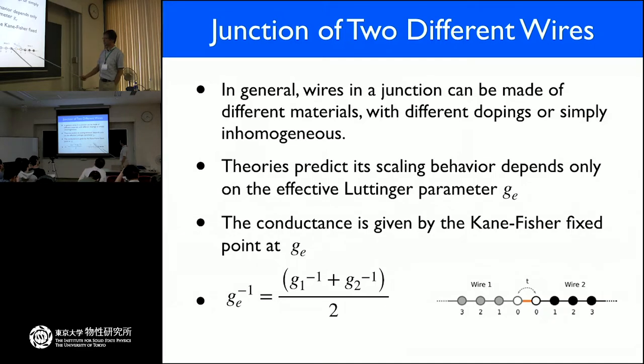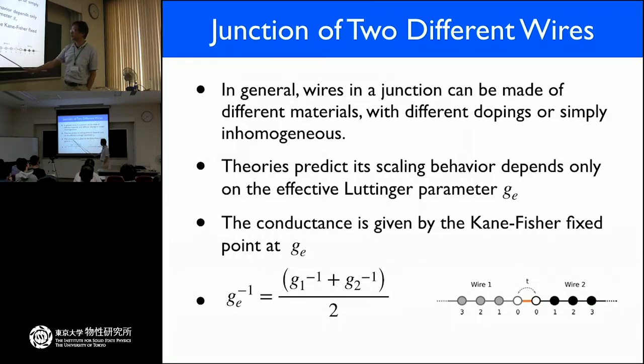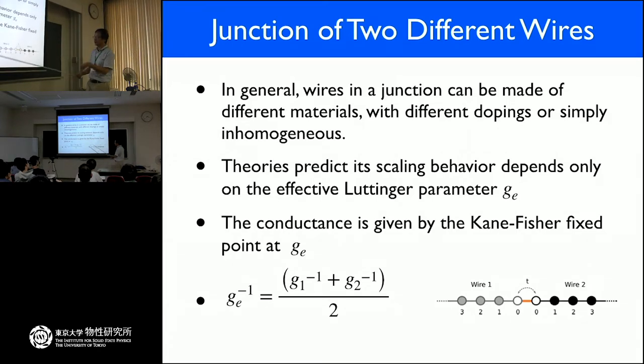And so the next thing we try is that we have two different wires and there's a weak link. There's a theoretical prediction saying that the conductance fixed point is governed by this effective Luttinger parameter. So it's a little bit complicated. Basically, regardless of whether this is attractive or repulsive, as long as this effective one is attractive, then the RG fixed point is a healed Luttinger liquid, and vice versa.